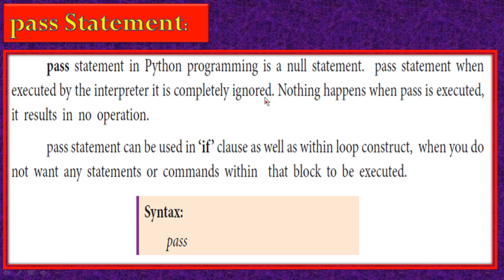It completely ignores the whole structure. Nothing happens when pass is executed. It results in no operation. Pass means no operation, or a null statement. The pass statement can be used in an if clause as well as within a loop construct. You use it when you do not want any statements or commands within that block to be executed.